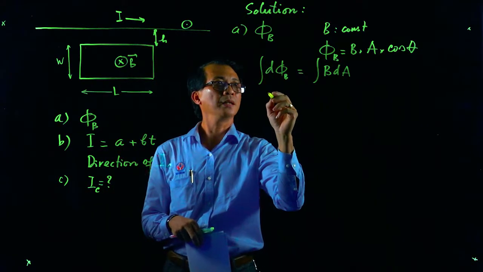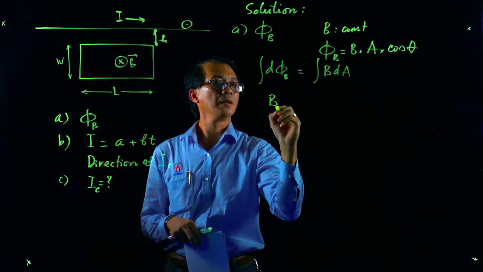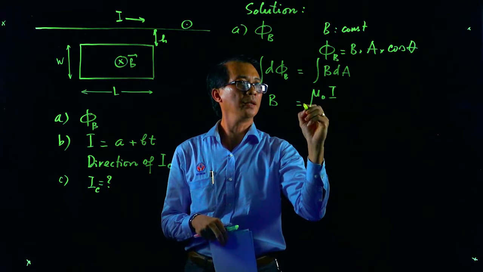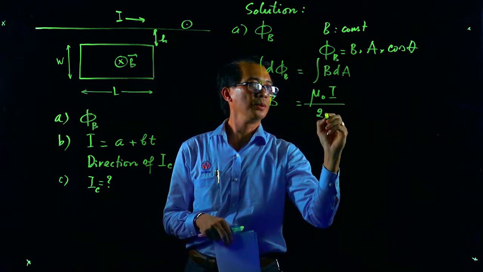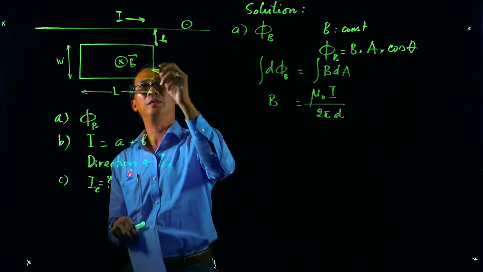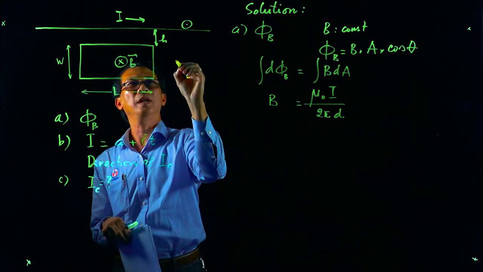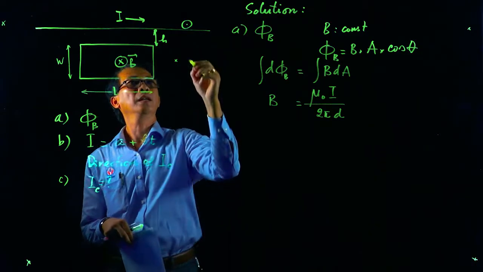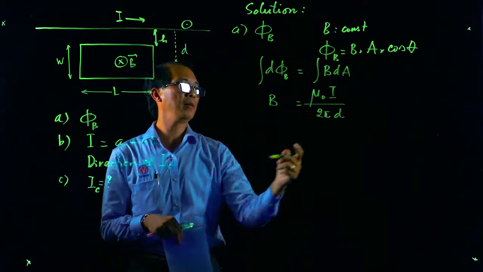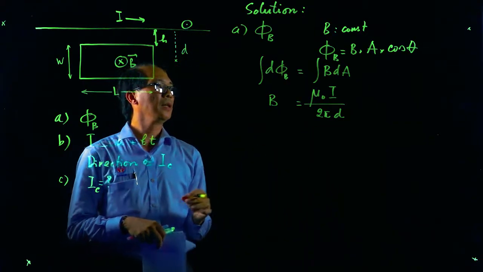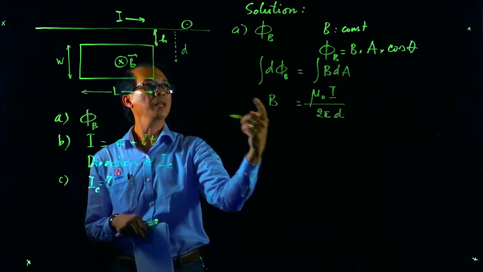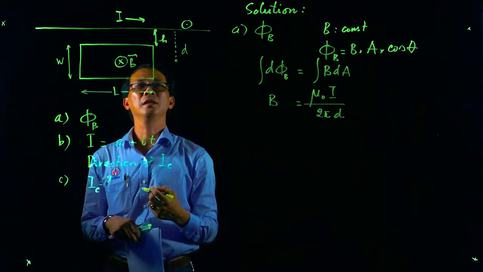We all know that the B is mu 0 I over 2 pi d, with d the distance from the point. For example, I calculate the B at this point, then d is the distance from here to here, right? Remember that? Okay, so d increases, then B decreases.